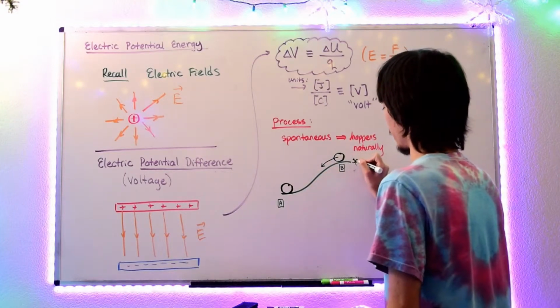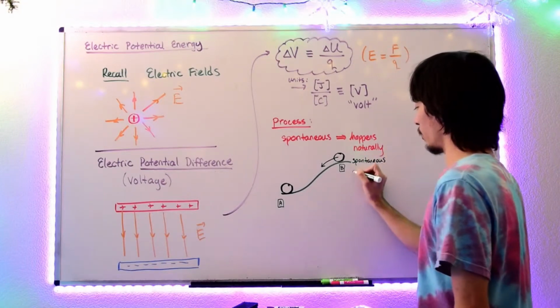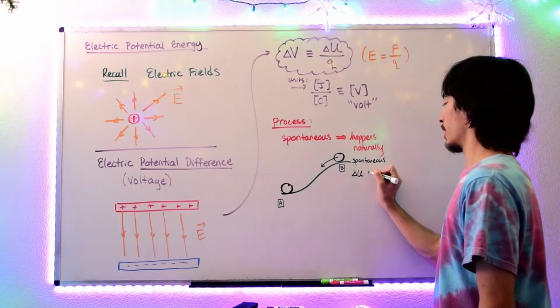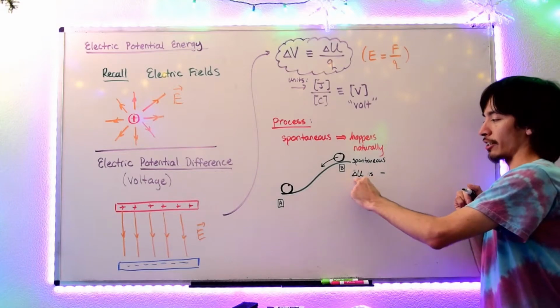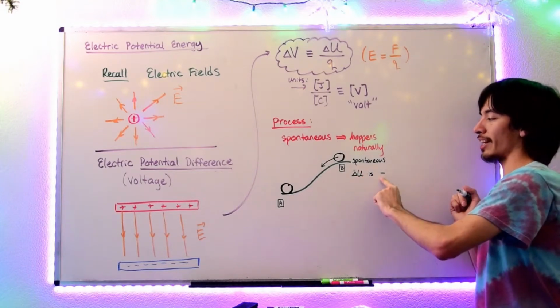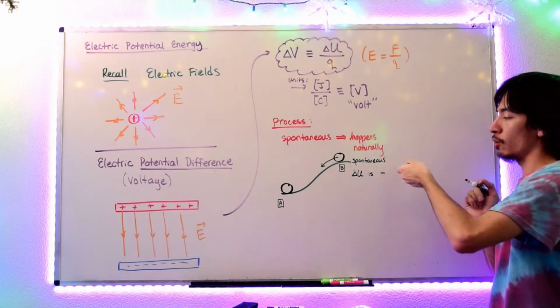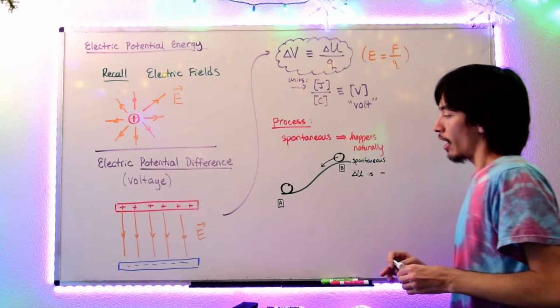So this is spontaneous, and we know we lose potential energy, which is the same thing as saying that delta U is a negative value. The change in potential energy is negative, so final minus initial gives you a negative value. You end up with less potential energy than what you started with, so that's what we say.